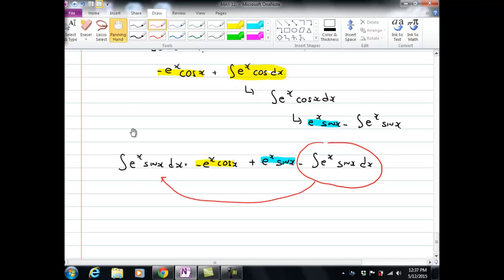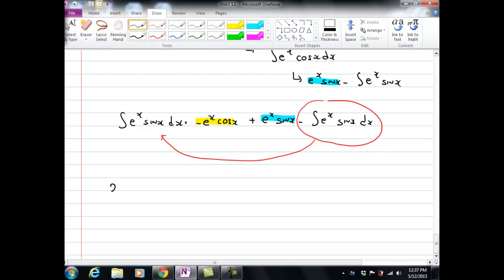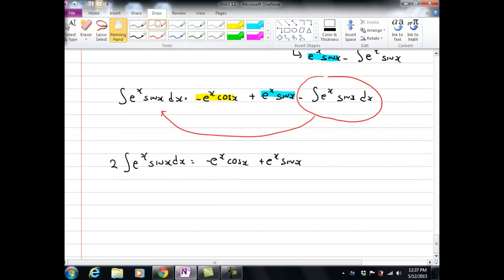When I do, that's going to give me, would you agree, 2 times integral of e^x sine x dx. Nope, I move it over, it becomes positive. That gives me negative e^x cos x plus e^x sine x. Hey, I'm almost done, because I'm looking for what the integral of e^x sine x is. So now, I'm going to divide everything by 2. And what you should get is negative e^x cos x plus e^x sine x all over 2.